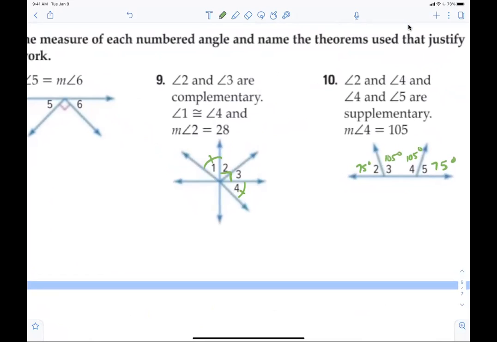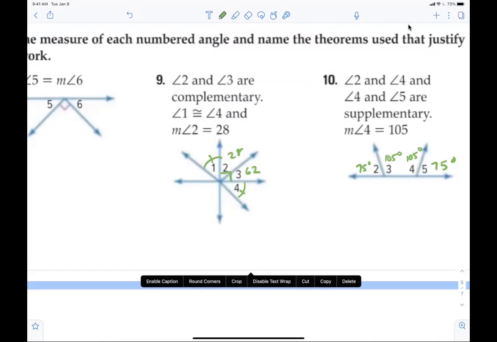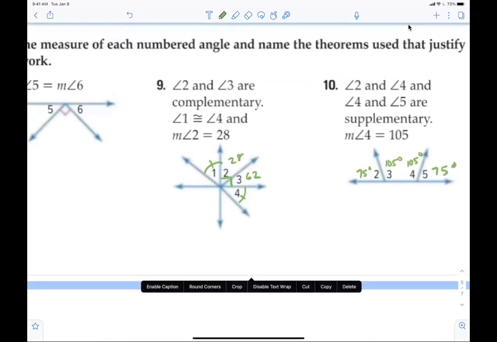So Angle 3 is 62. 28. Angle 3 has to be 62. Do you agree? This angle right here has to be 90. This angle right here has to be 90, right? Yep.